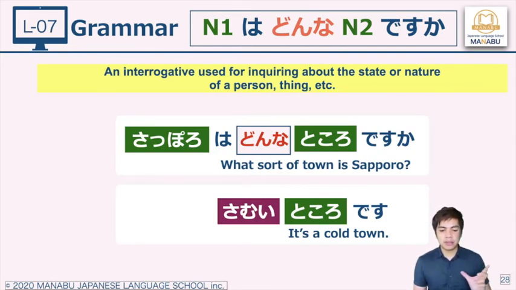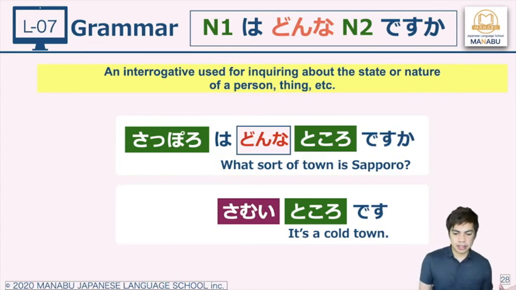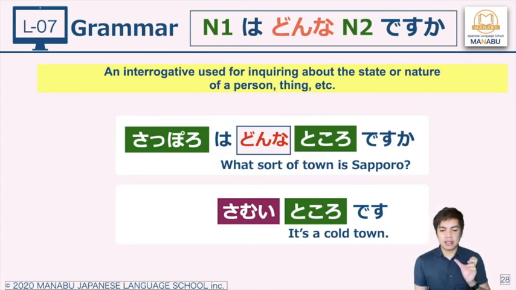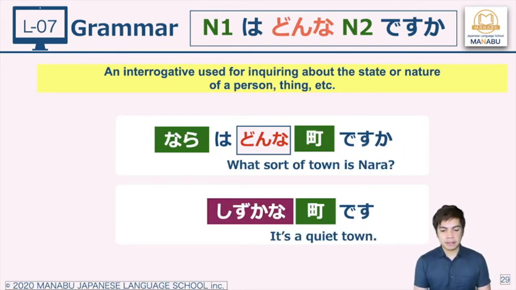Next example is Sapporo wa donna tokoro desu ka? If you know, Sapporo is a place in Hokkaido. Sapporo wa donna tokoro desu ka? The interrogative donna tokoro desu ka? What kind of place is Sapporo? So he answered samui tokoro desu. The interrogative donna tokoro is answered with samui tokoro desu. He described it as a cold place. Samui tokoro desu.